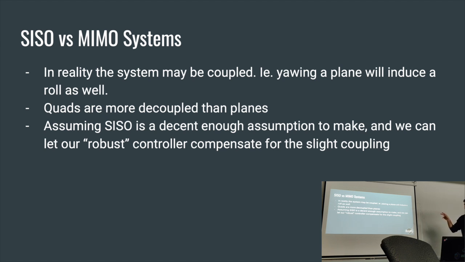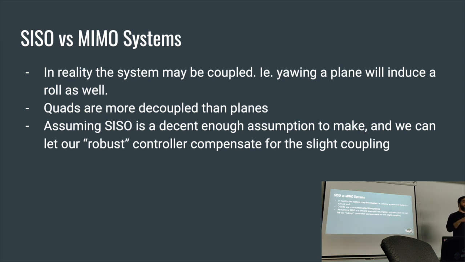I think quads should be more decoupled than planes, just because you have totally separate outputs. You just have to superimpose the inputs that you give them to do various maneuvers. But in planes, that's not necessarily the case. However, assuming SISO is a decent enough assumption to make, we can let our robust PID controller compensate for the slight coupling that actually exists in the system.